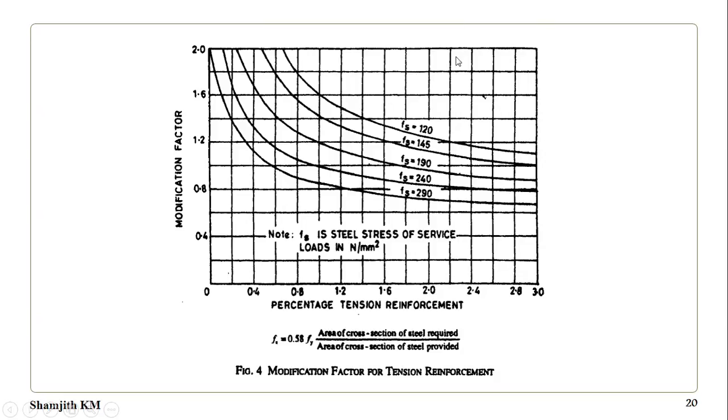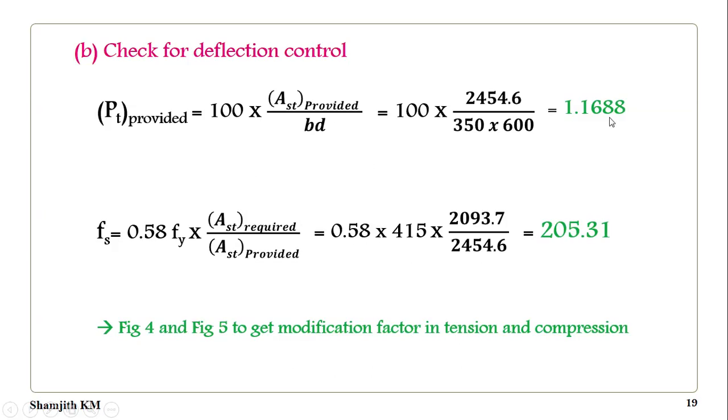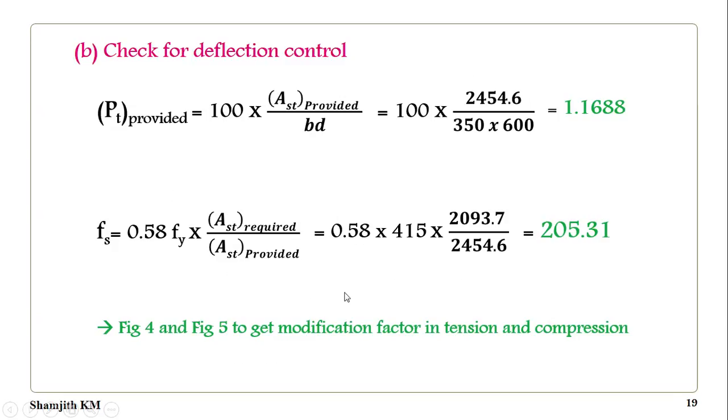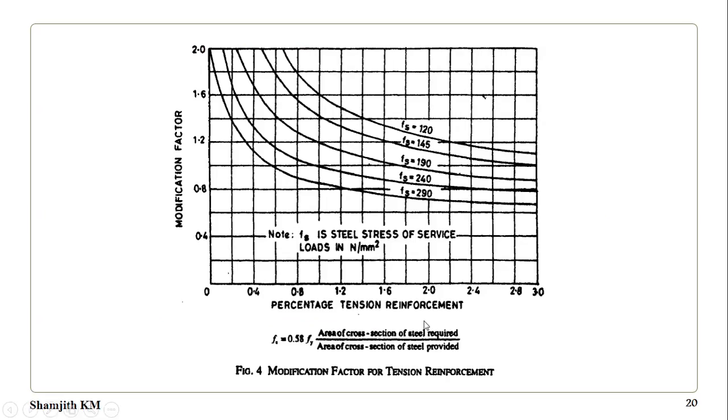Now closely examining this graph, you can see that Fs values are denoted here as the curves. Fs is equal to 120, Fs is equal to 145, Fs is equal to 190, and such. Our obtained value is Fs equal to 205, that is, it is in between 190 and 240. So there is a curve this way in between. Also, we have the value of Pt provided as 1.1688. 1.168 is less than 1.2. It comes around here.